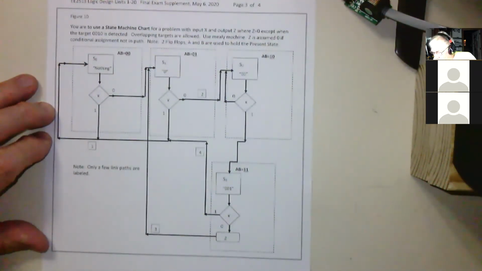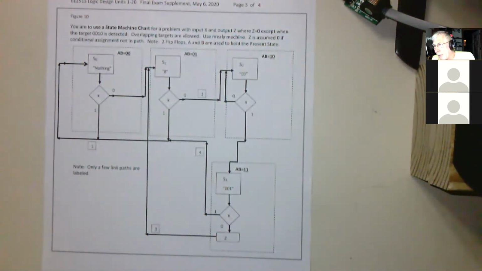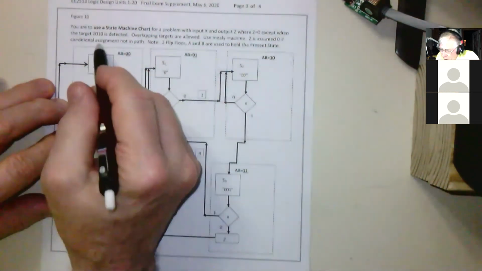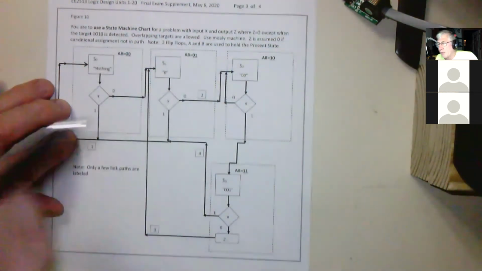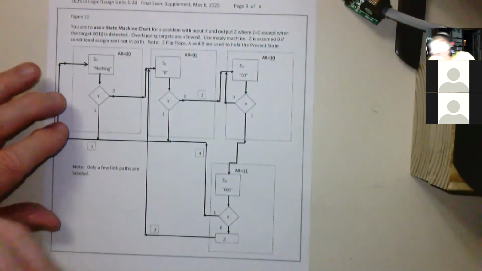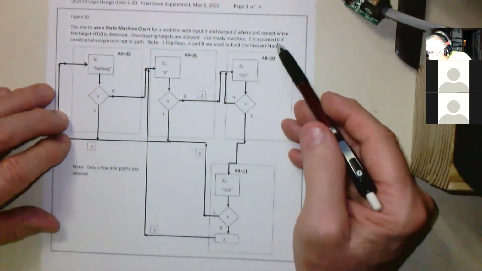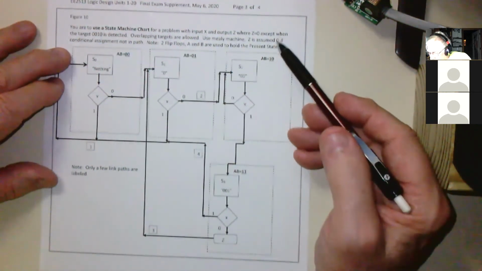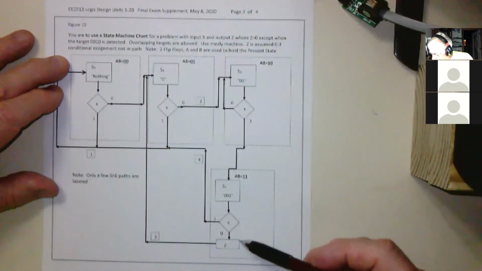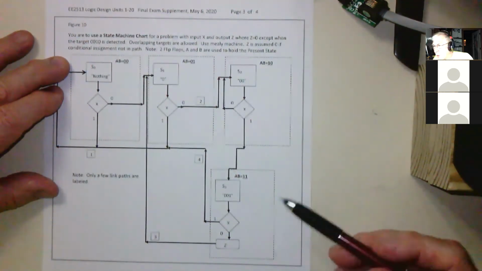Yeah. All right. So you're to use a state machine chart for a problem with an input X and an output Z, where Z equals 0, except where the target 0010 is detected. Overlapping targets are allowed. So that last zero can be used as the first zero in the next sequence. Okay, so overlapping targets are allowed. Use a Mealy machine. Z is assumed 0 if conditional assignment's not in the path. So in other words, here Z equals 1, and everywhere else, Z equals 0.